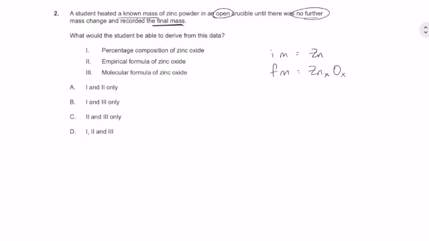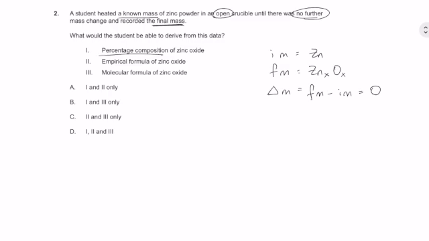And we can also find the change in mass from the final mass, deducting the initial mass. So that will give us the mass of the oxygen that has reacted with the zinc. So let's look at the options in this question.